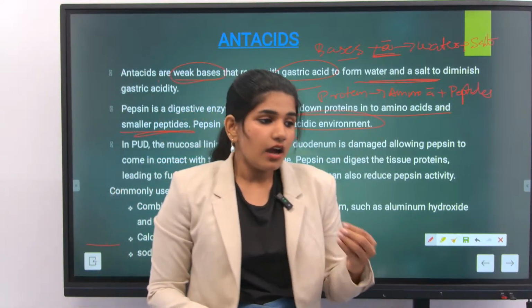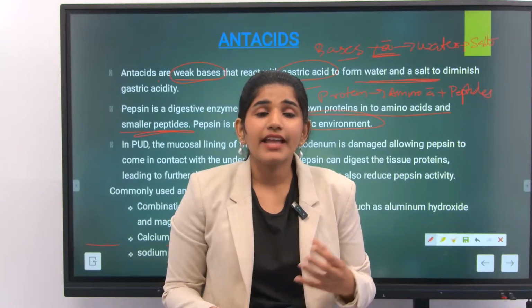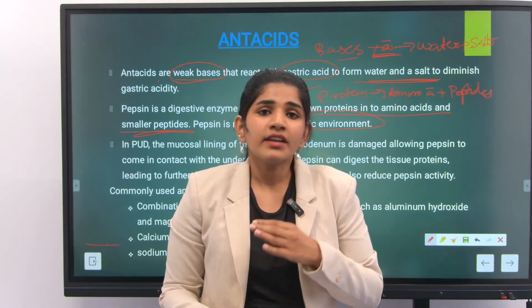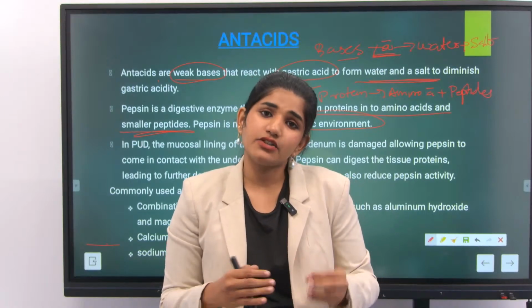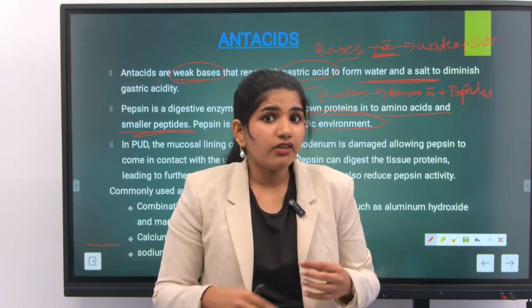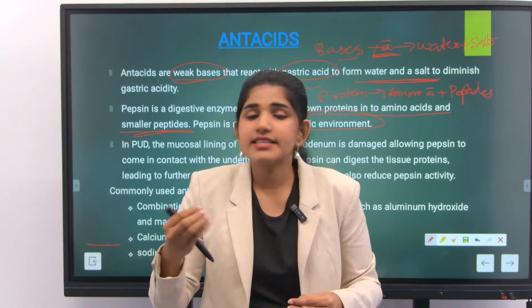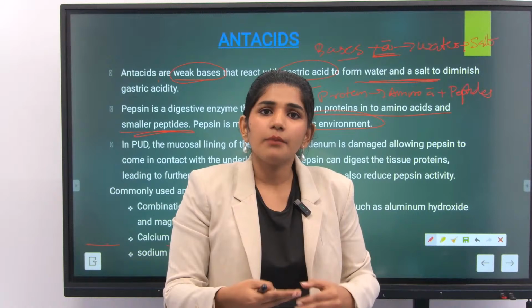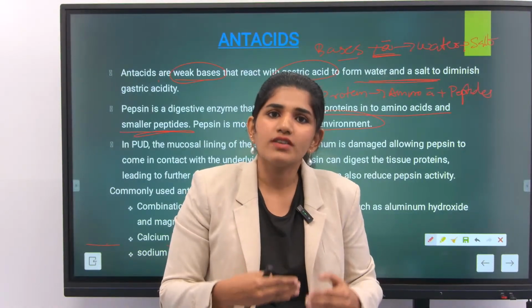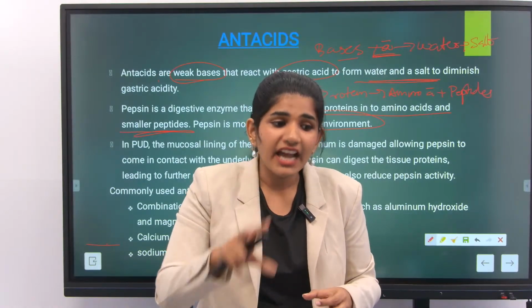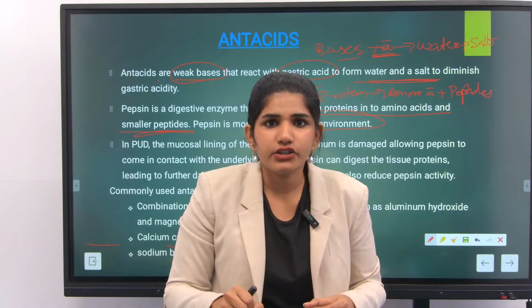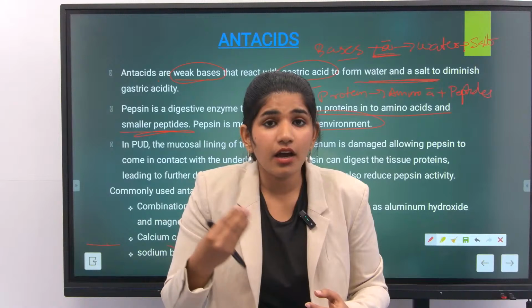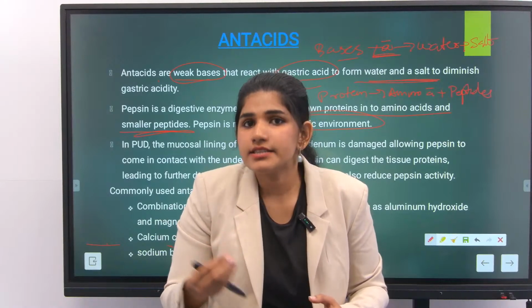In an ulcer-like condition, the activity of pepsin is very dangerous because our mucosal layer is already eroded, and there will be an acidic environment in which pepsin is very active. So it will reach the underlying tissues of the mucosal layer and digest the proteins of those tissues, and that can worsen the ulcer condition. So the activity of pepsin is not good in an ulcer condition.